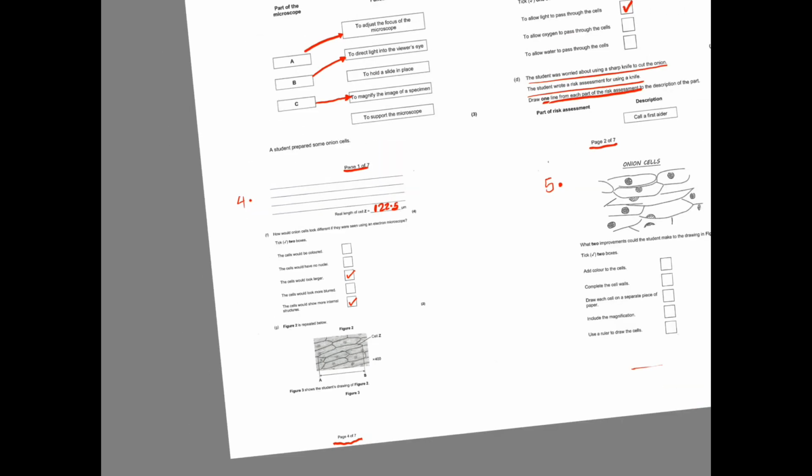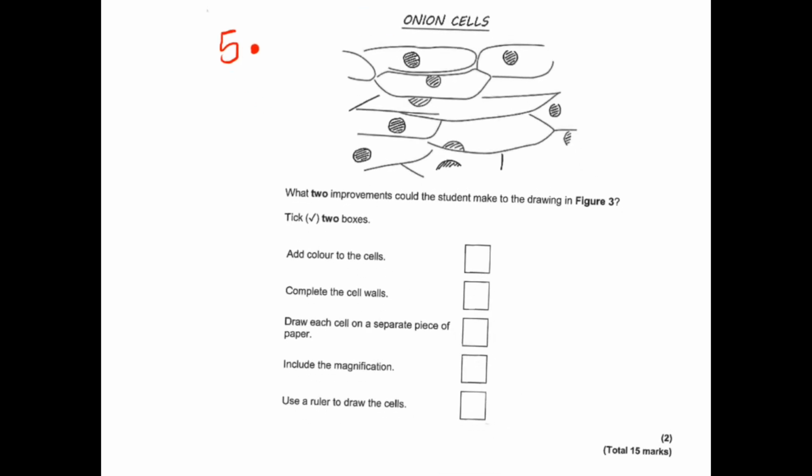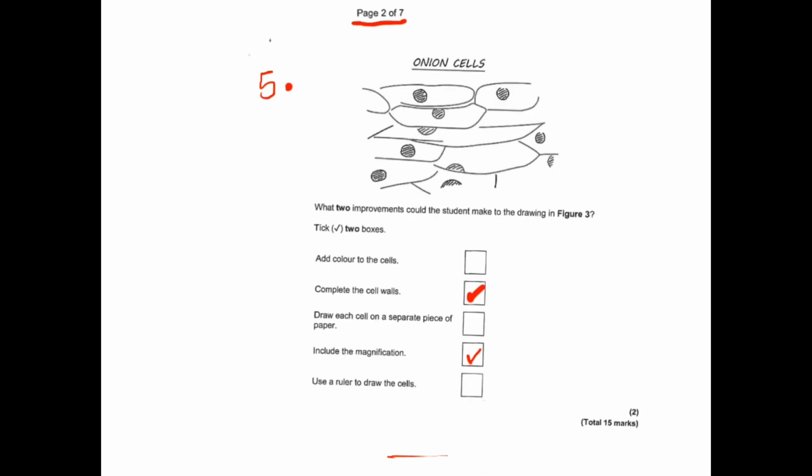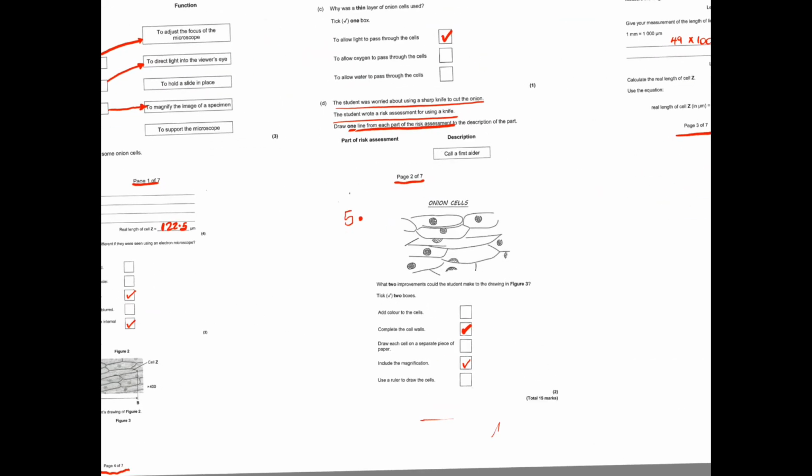Next section, how would the onion cells look different if they were seen under an electron microscope? And it is that they would look bigger and you would see more subcellular structures. And then when you draw microscope images, you must complete the cells and you must say what the magnification is.